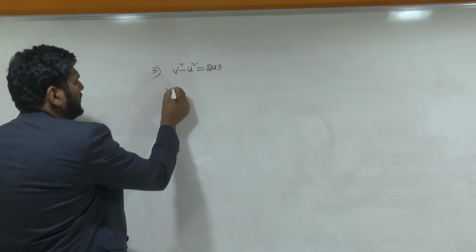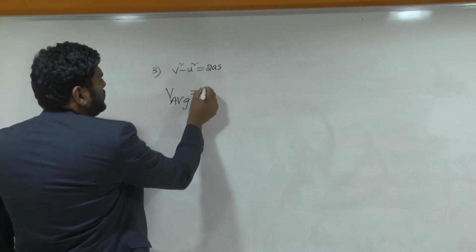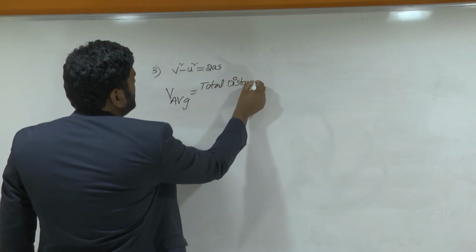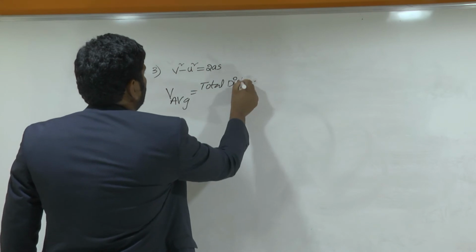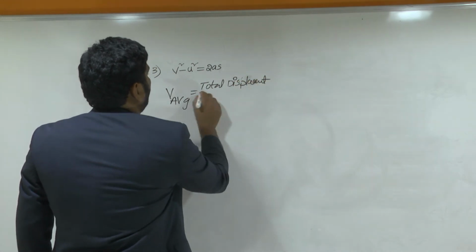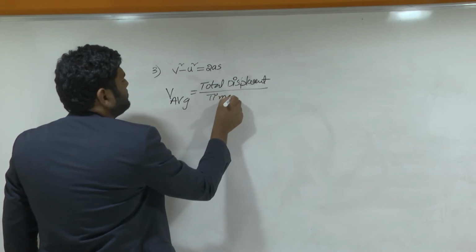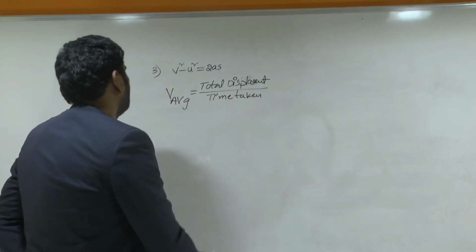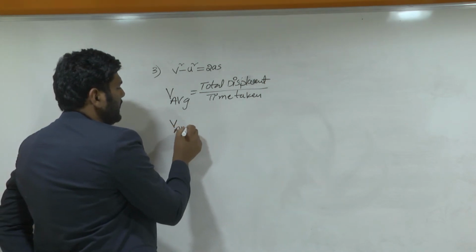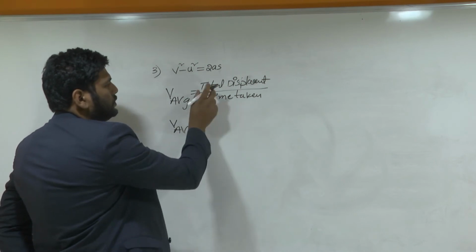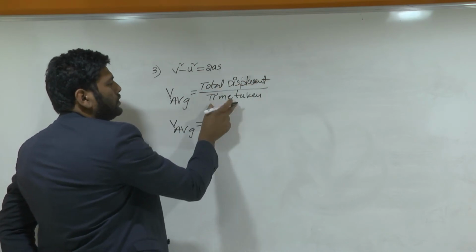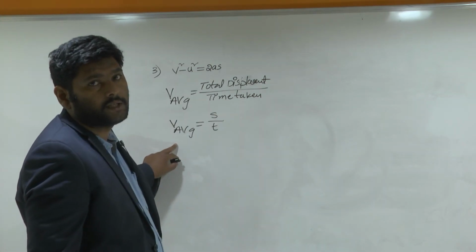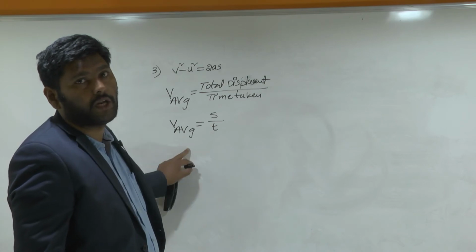What is the average speed or average velocity formula? Total displacement by total time taken. Here I can write it in mathematical form: total displacement let me take as S, total time taken is T. So this is your average velocity formula, total displacement by total time taken.